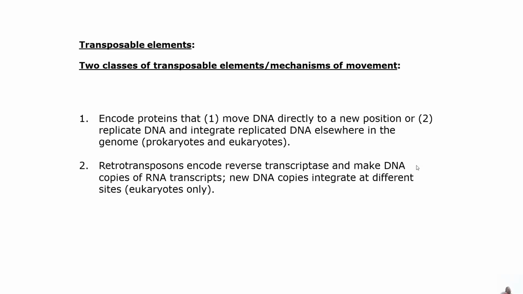If we talk about transposable elements, there are two classes, or mechanisms of movement. They encode proteins that either move DNA directly to a new position or replicate DNA and integrate the replicated DNA elsewhere in the genome, like in prokaryotes and eukaryotes. Retrotransposons encode reverse transcriptase and make DNA copies of RNA transcripts. New DNA copies integrate at different sites, in eukaryotes only.